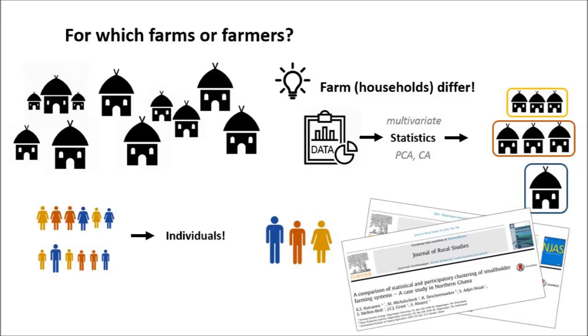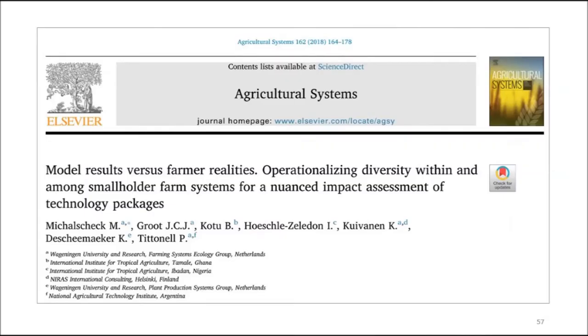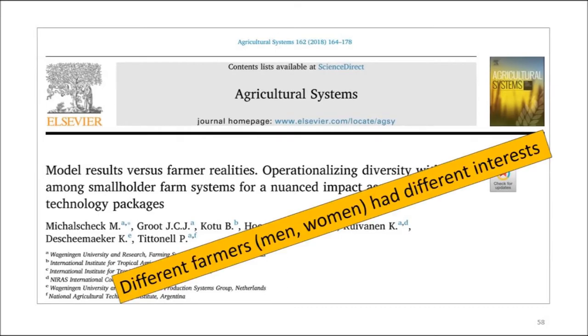Based on this, we defined a local farm and farmer diversity, a horizontal and a vertical diversity. And now the question was, what technology packages worked for whom? To keep that very short and to focus on the essential, because we're working our way towards the serious games, I did a nuanced impact assessment using a whole farm model, farm design, and also consulting farmers on how they evaluated the technology packages. The most important insight that I want to share with you here is that different farmers, for example men, women, also the sons and the daughters, had different interests.